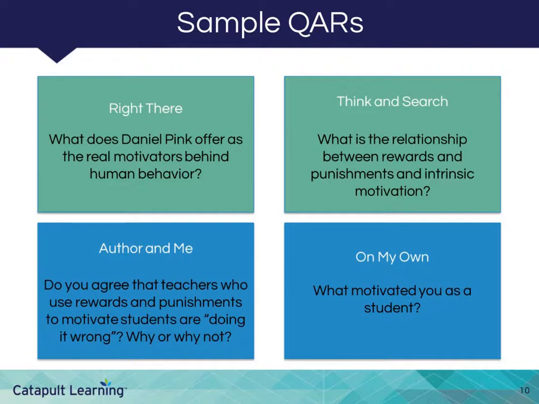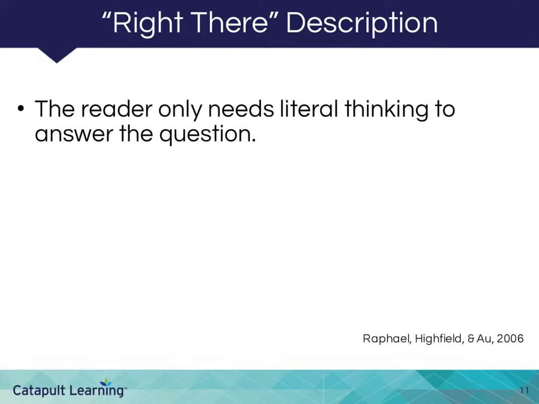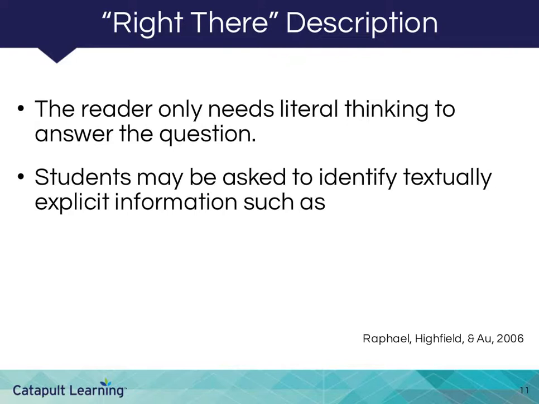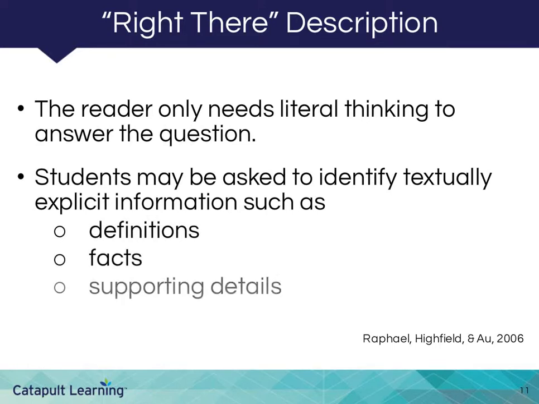Let's take a closer look at each type of question. The reader only needs basic, literal thinking to answer a Right There question. For both fiction and nonfiction texts, this may include answering questions using information explicitly stated in the text source, such as a magazine, textbook, web page, or graph, to define a term, providing facts and supporting details. For literary works, it may include identifying information about characters or a setting, or determining a sequence of events found in one place in the text.